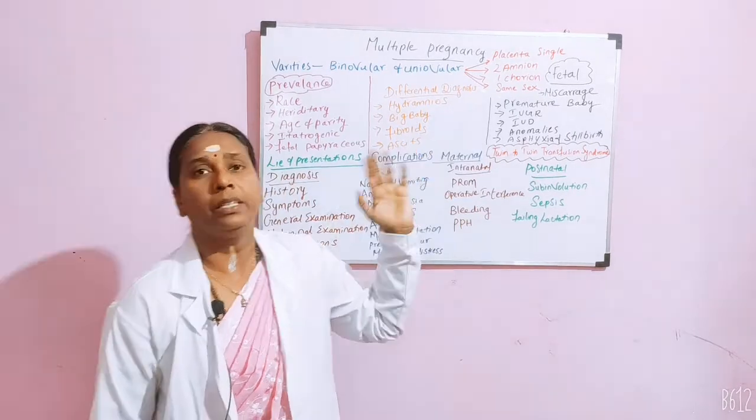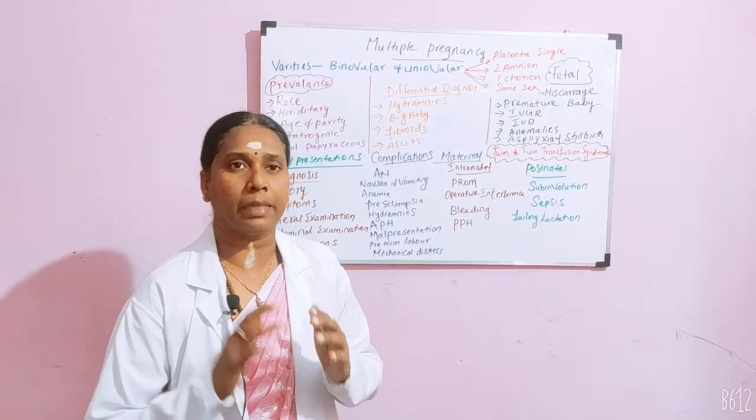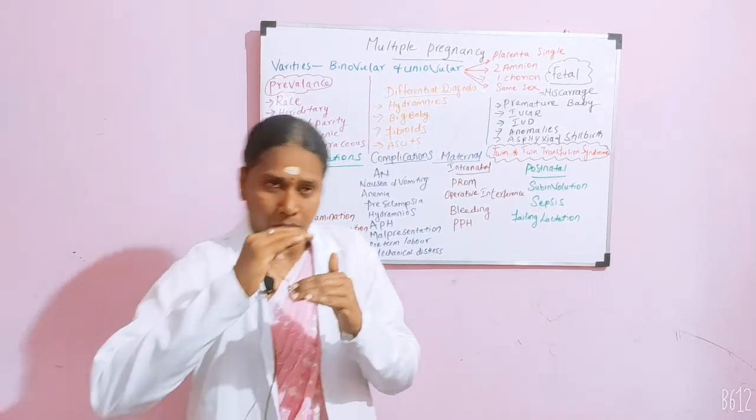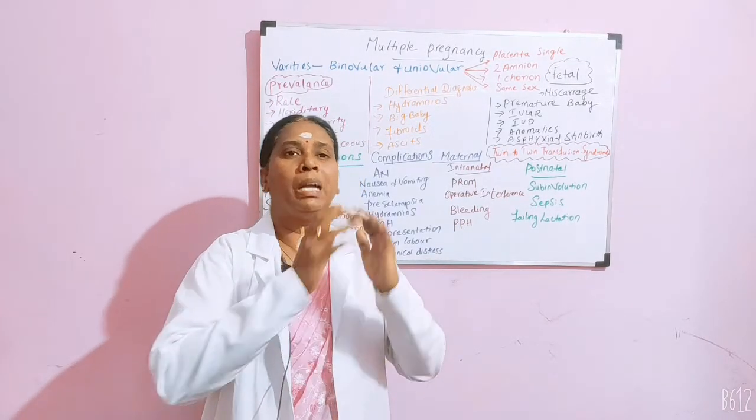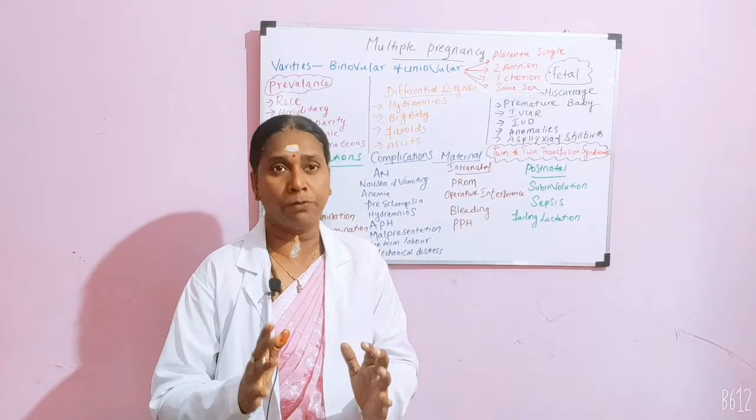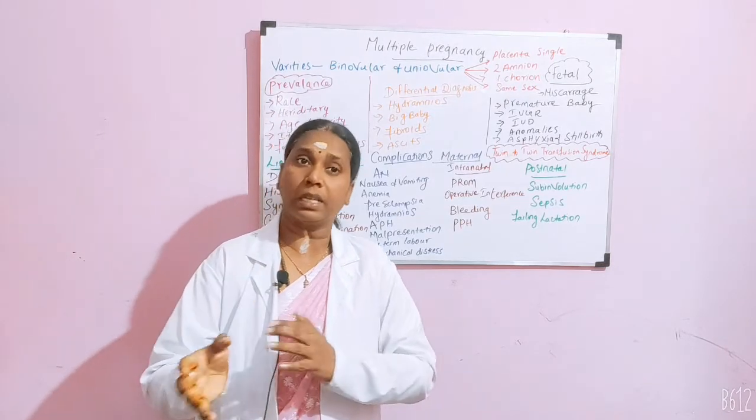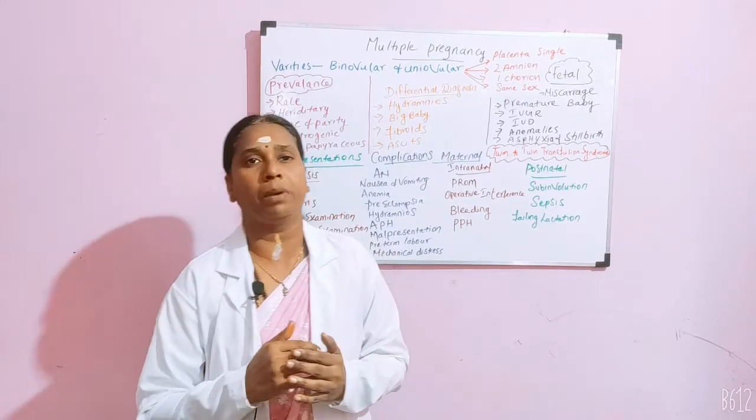Then we come to the differential diagnosis. What is the meaning of differential diagnosis? It is the differentiation between the multiple pregnancy and other abnormal conditions. So now you want to confirm whether it is multiple pregnancy or some other condition. What are the other conditions which resemble multiple pregnancy?